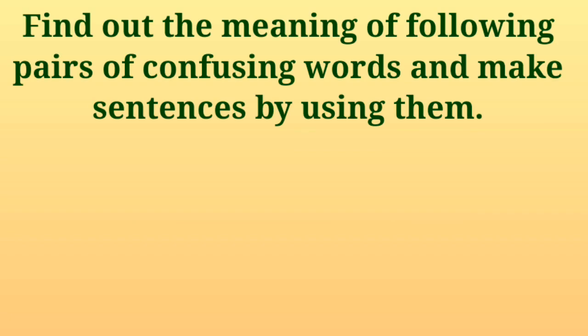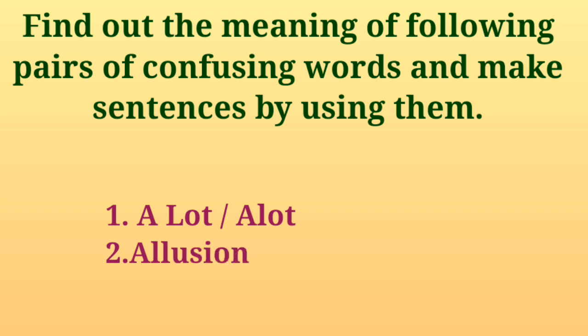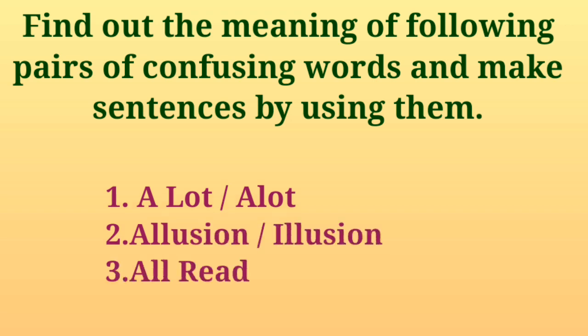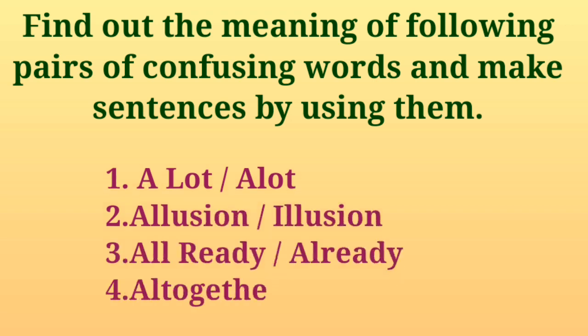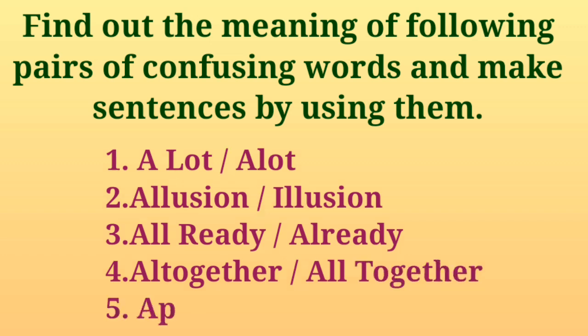And your homework is find out the meanings of the following pairs of confusing words and make sentences by using them. And please do not copy the sentences. Make your own sentences. Now here are the words. First, a lot, alot. Second, illusion, allusion. Third, already, all ready. Fourth, altogether, all together. Fifth, apart, a part.